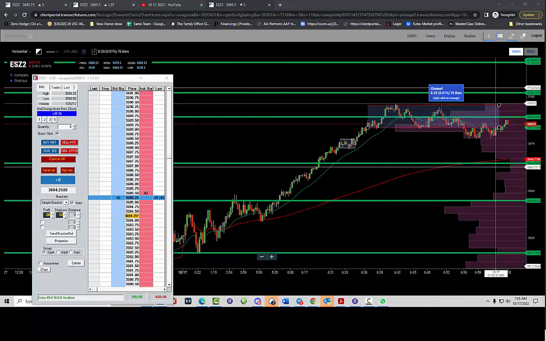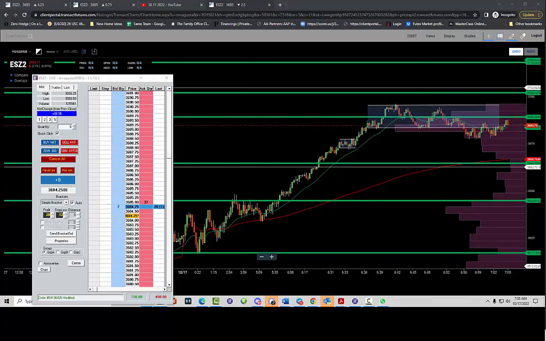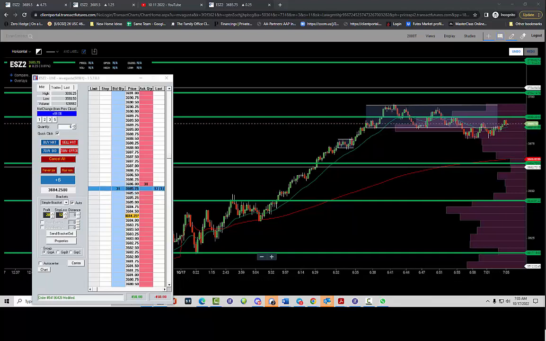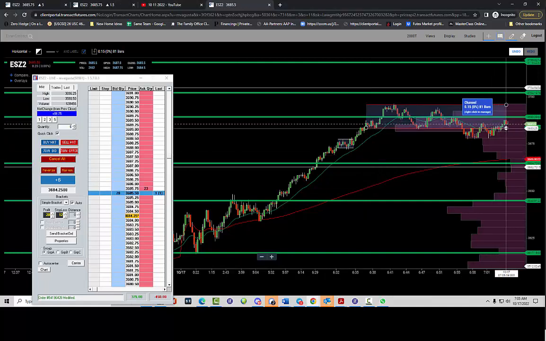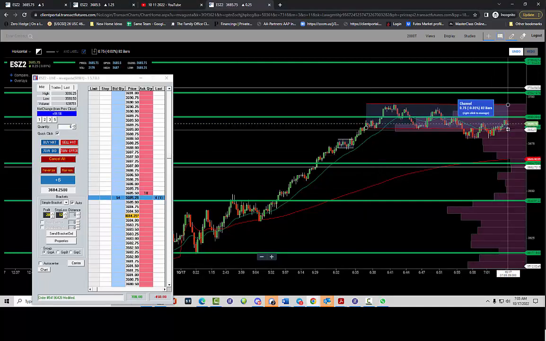So the main important thing to me is that you see we've retraced all of this move here. Look at the time frame here. This is from 8 to 9. Okay, and then this is the action from the market open where we're at now.